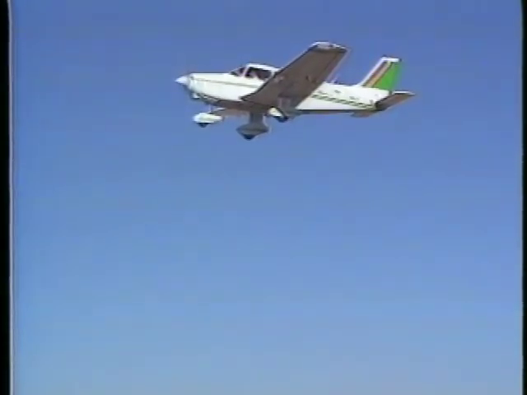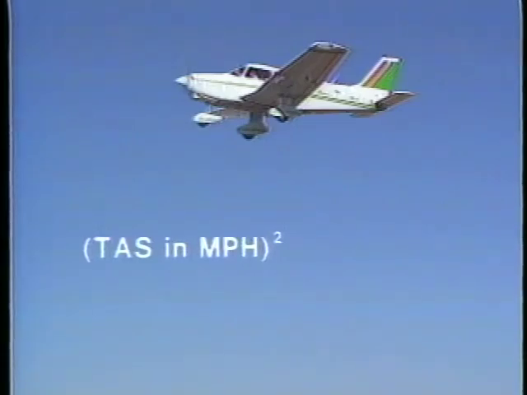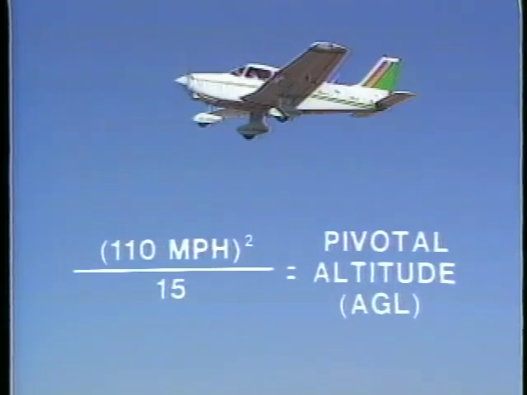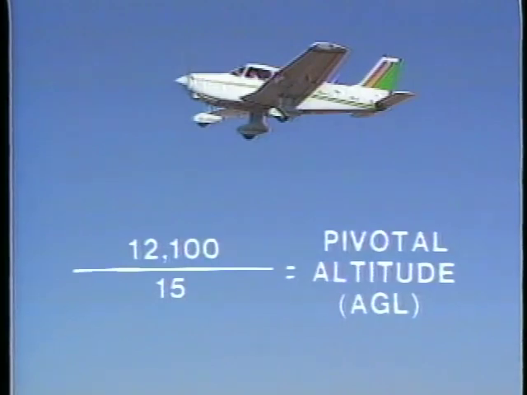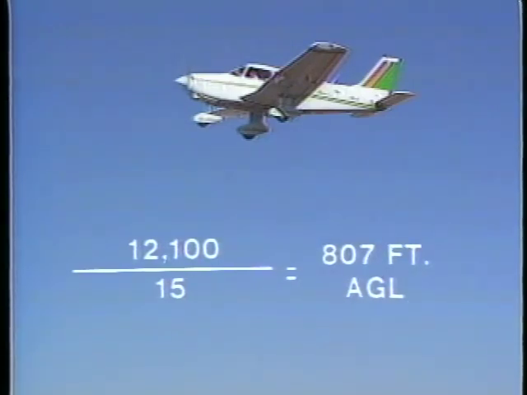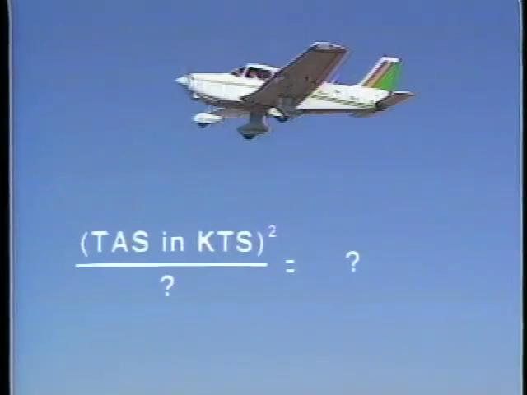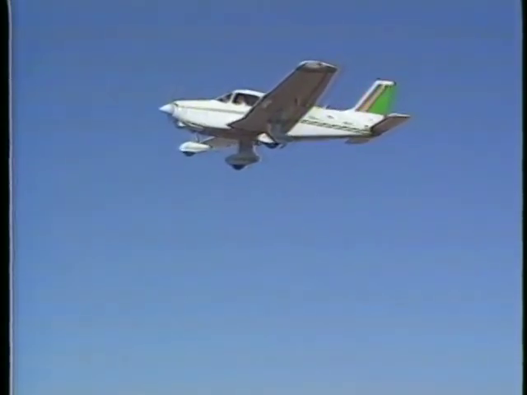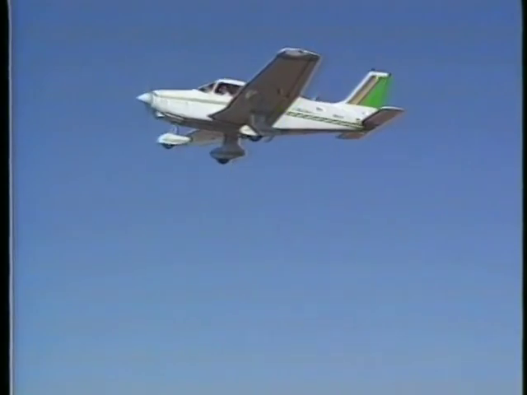Plan to enter the maneuver near the pivotal altitude, which you can estimate by using this simple formula. First, approximate your true airspeed in miles per hour and square this value. Then, divide the product by 15. For example, if your true airspeed is 110 miles per hour, your approximate pivotal altitude is 807 feet AGL. You can also use the same formula with knots, but in this case, you will need to divide by 11.3. Since you seldom know your exact true airspeed, you'll need to find the desired altitude by experimenting as you fly the procedure.